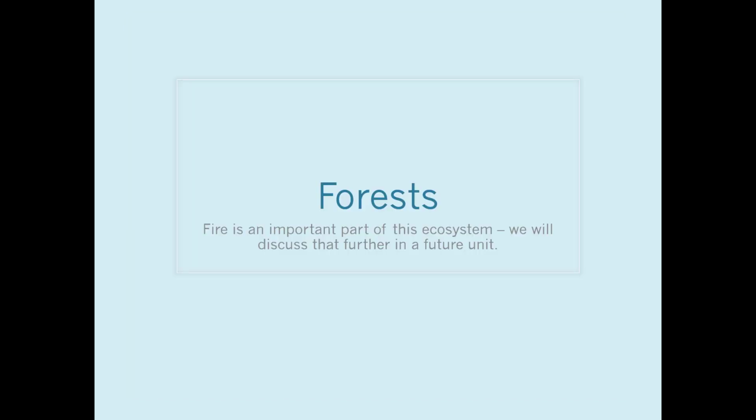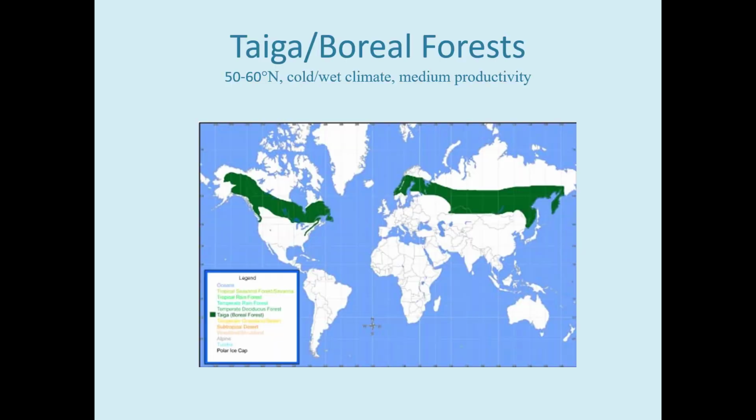Okay, so we're going to go ahead and talk about forests. One of the things to keep in the back of your head is that fire is actually an important part of all of the types of forests that we're going to talk about. We're going to talk specifically about fire in a future unit. But as you're looking at all of these places, we've been conditioned to think fire is bad. Too big of a fire is bad. Fire is actually not only good, but necessary for some of these ecosystems.